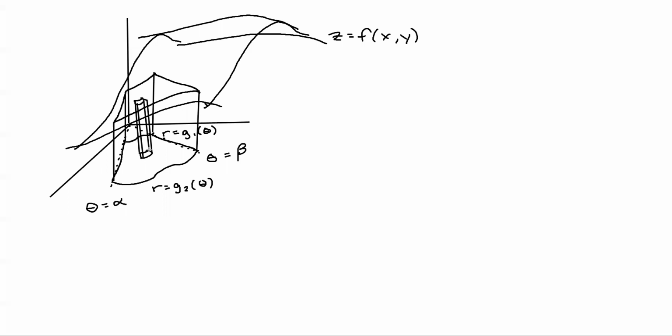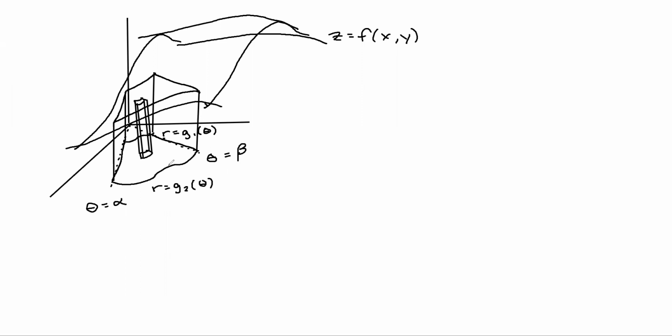So that's just one little piece cut out of this surface. What we want to do is just do that a bunch of times throughout the entire object until we've chopped it all up into pieces, and then add up the volume of each one of these pieces.